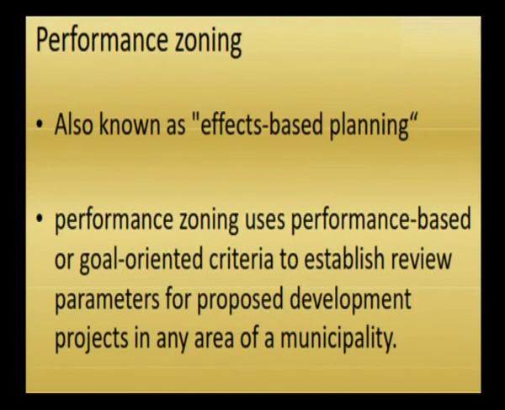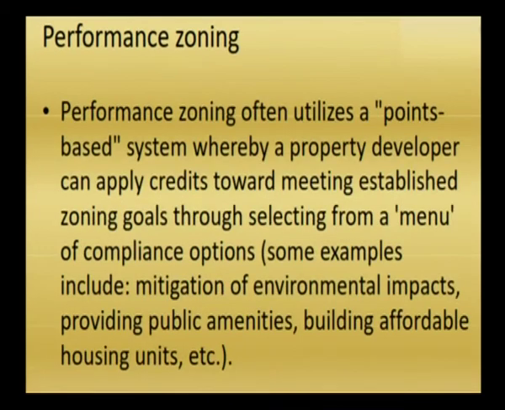Now, the next type of zoning is performance zoning, also known as effects based planning. Performance zoning uses performance based or goal oriented criteria to establish or review parameters for proposed development projects in any area of the municipality. Performance zoning often utilizes a points based system whereby a property developer can apply credits towards meeting established zoning goals through selecting from a menu of compliance options. So, some examples are mitigation of environmental impacts, providing public amenities or building affordable housing. So, these are certain examples of compliance options.